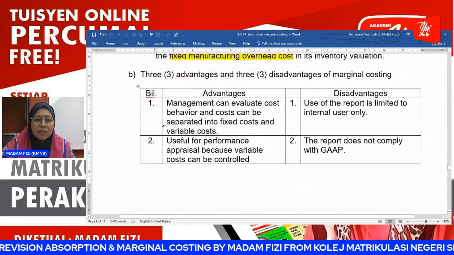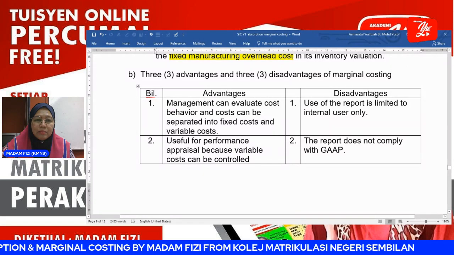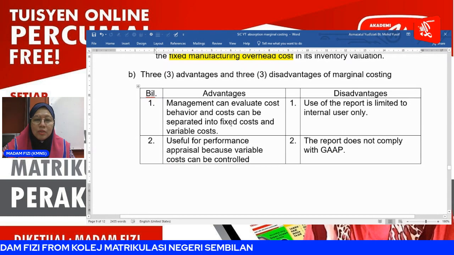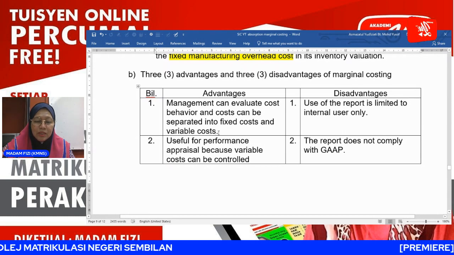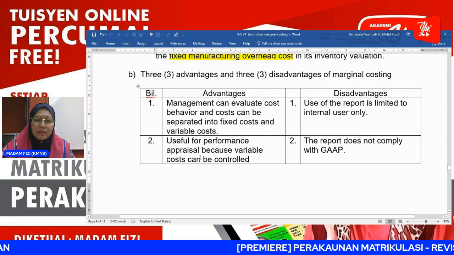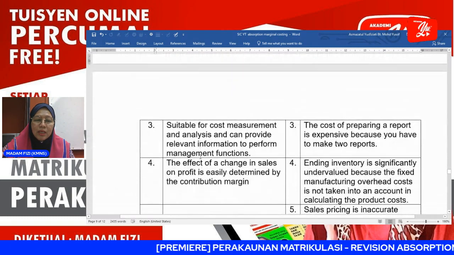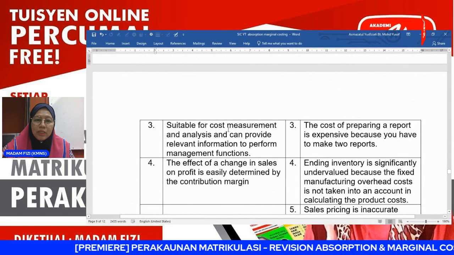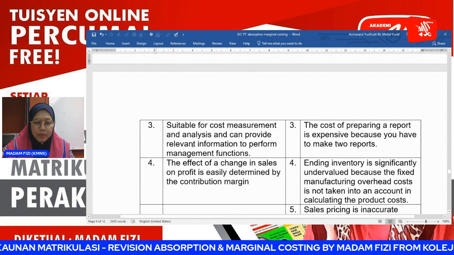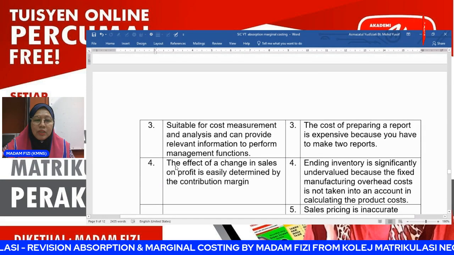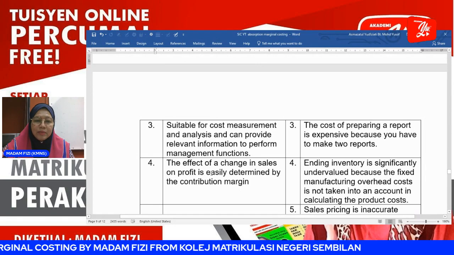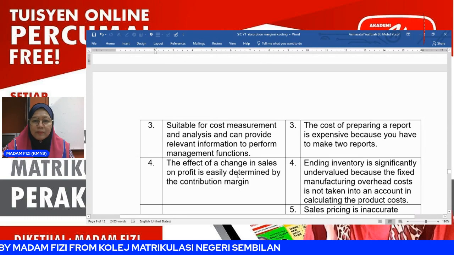Okay, kita tengok je. Okay, the advantages is management can evaluate cost behavior and cost can be separated into fixed cost and variable cost. Useful for performance appraisal because variable costs can be controlled. And suitable for cost measurement and analysis and can provide relevant information to perform management function. And fourthly, the effect of a change in sales on profit is easily determined by the contribution margin.